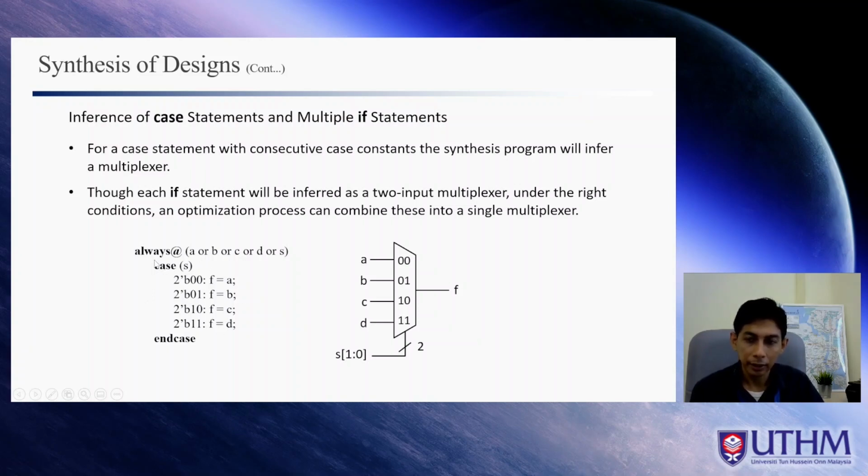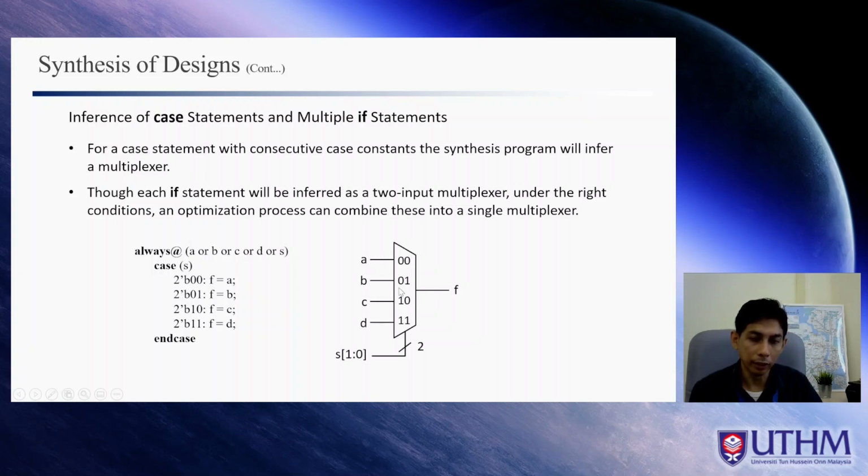For example, your S is 2 bits, right? So if S equal to 0,0, F equal to A. If S equal to 0,1, F equal to B. If S equal to 1,0, F equal to C. If S equal to 1,1, F equal to D. And this, of course, will be synthesized into a multiplexer as well. But this multiplexer is a 4 to 1 multiplexer, right?